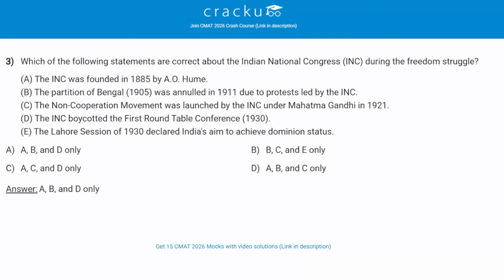Which of the following statements are correct about the Indian National Congress during the freedom struggle? The INC was founded in 1885 by A.O. Hume. This is correct. The partition of Bengal was annulled in 1911 due to protests led by INC. This is also correct. The non-cooperation movement was launched by the INC under Mahatma Gandhi in 1921. This is wrong. It was launched in 1920. The INC boycotted the first round table conference in 1930. This is correct. The Lahore session of 1930 declared India's aim to achieve dominion status. This is wrong. It was the Lahore session of 1929. So A, B and D are correct, and option A is the correct answer.